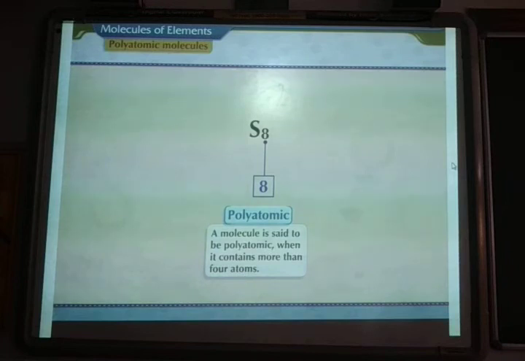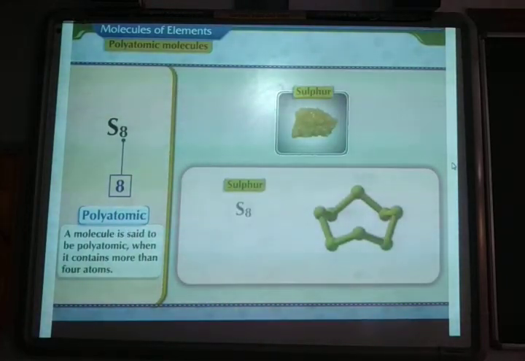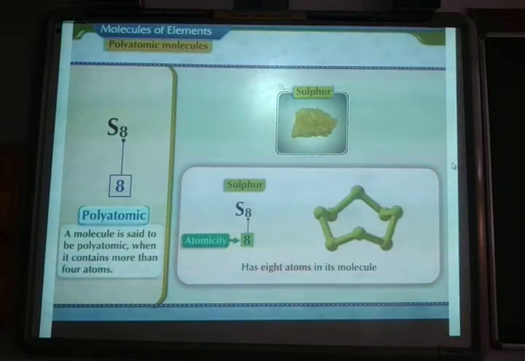Polyatomic molecules. A molecule is said to be polyatomic when it contains more than 4 atoms. For example, solid sulfur, S8, has 8 atoms in its molecule, and so the atomicity of sulfur is 8 and it is said to be polyatomic.